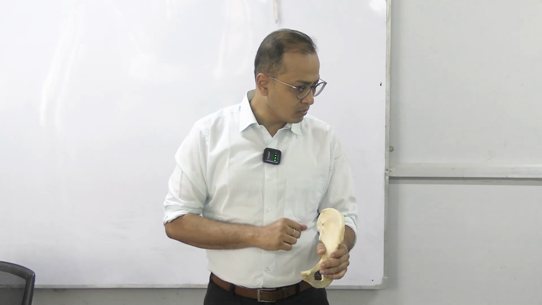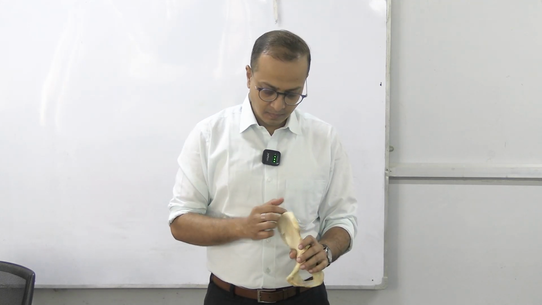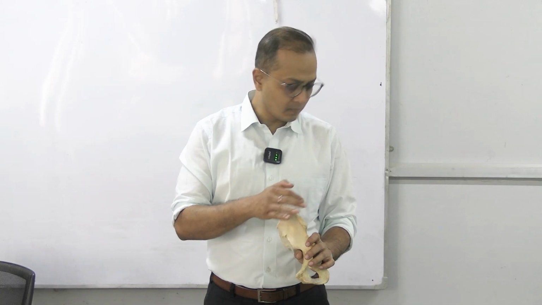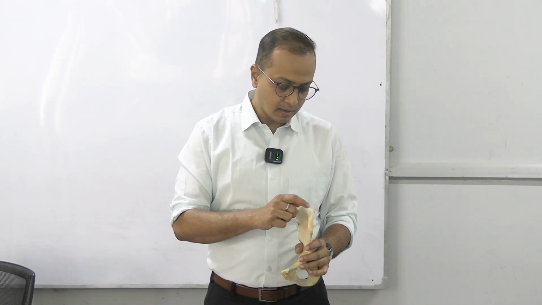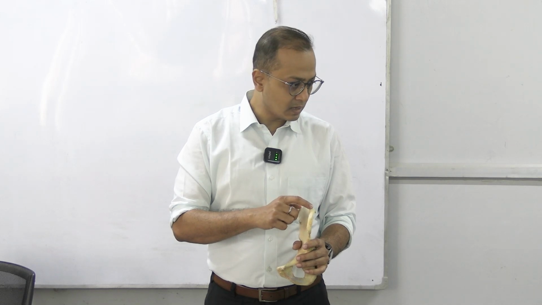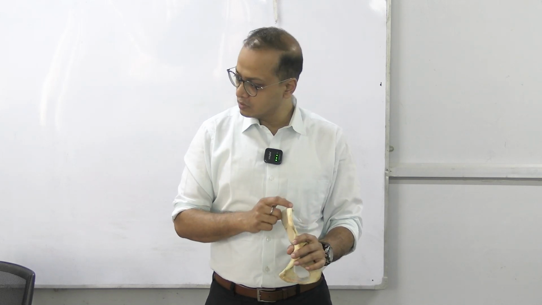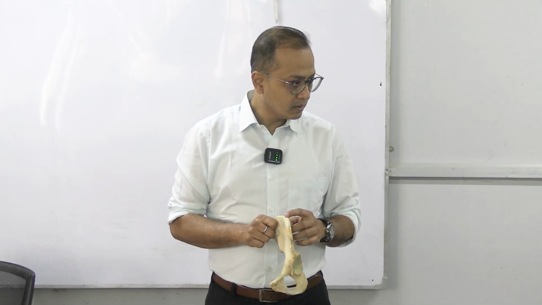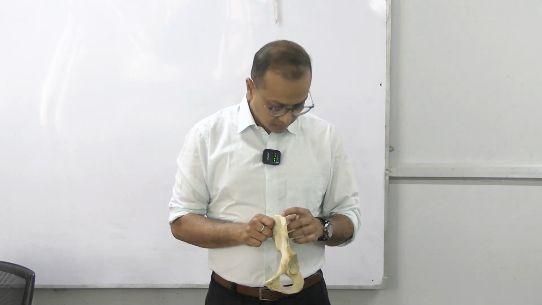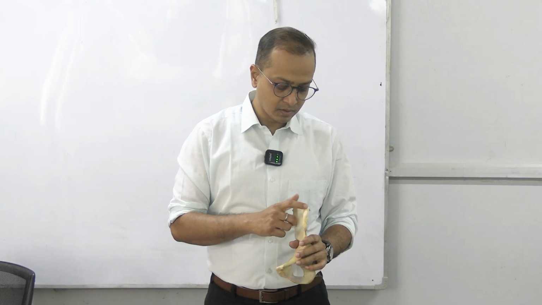We have the superior border, which we call the iliac crest, having an outer lip, an inner lip and an intermediate area. This intermediate area, about 5 centimeters from the anterior superior iliac spine, has a highest point, which we call the tubercle. The tubercle is the highest point. If you join these two highest points, we find a line which hits the lower border of the L3 L4 junction.